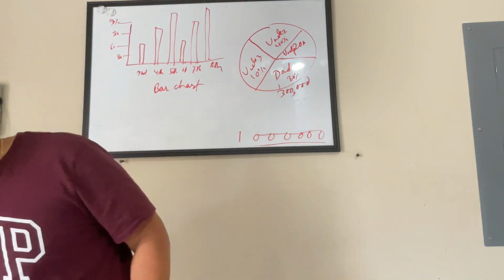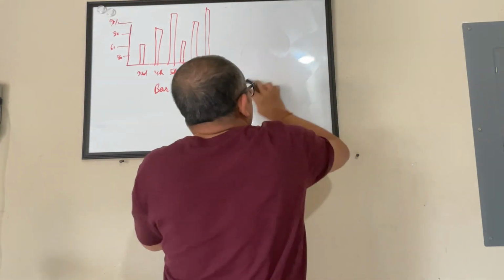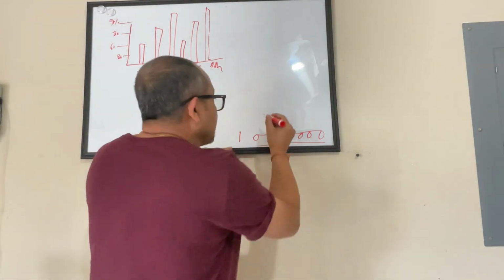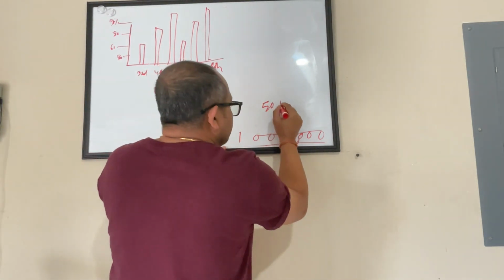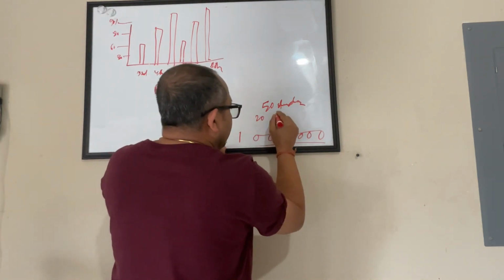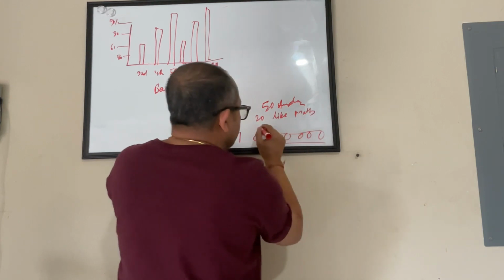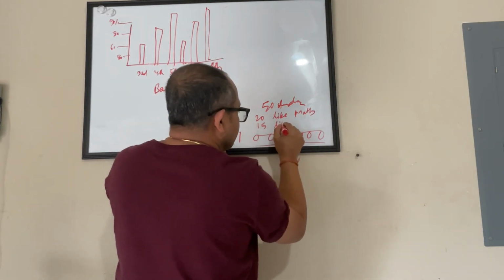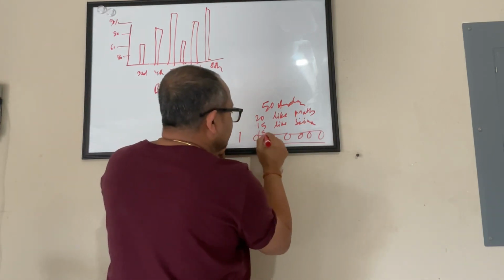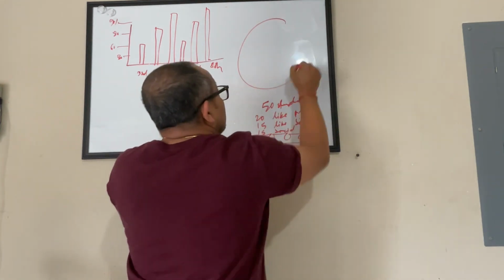So let's say if you have to use this pie chart to represent something for your class. Let's say in your class of 50 students, 20 of them like maths, 15 like science, and another 15 like social studies. So you can depict that in a pie chart.